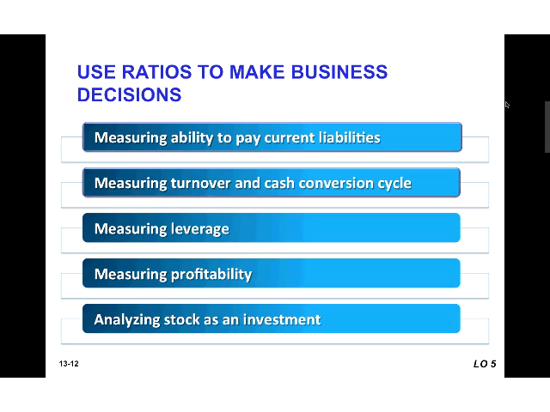So the first group is the ability to pay current liabilities. There's measuring turnover and cash conversion cycle, measuring leverage, measuring profitability, and analyzing stock as an investment. So you've got these 5 groups. You should be able to identify which ratios measure which. And I'm going to show you as we go.